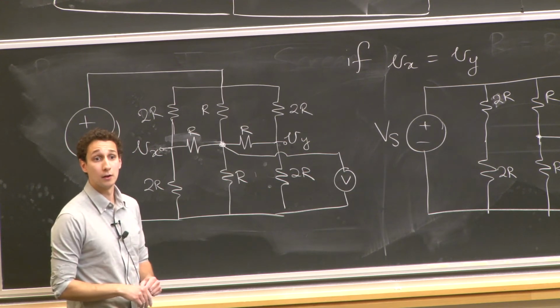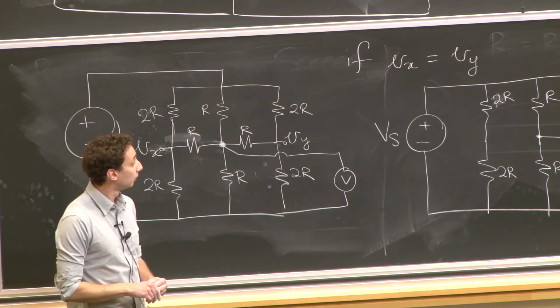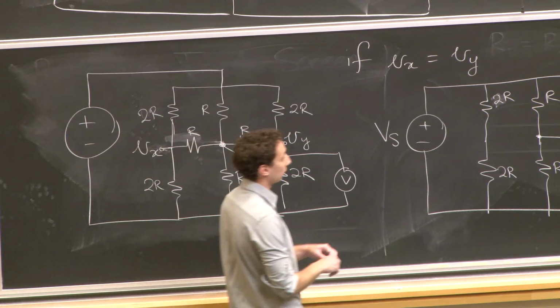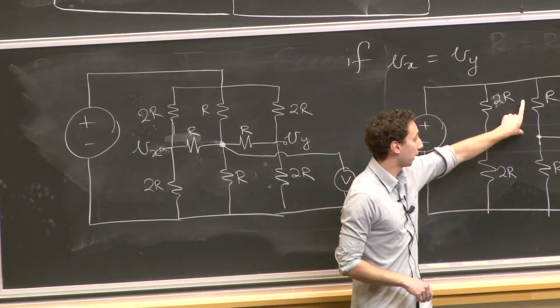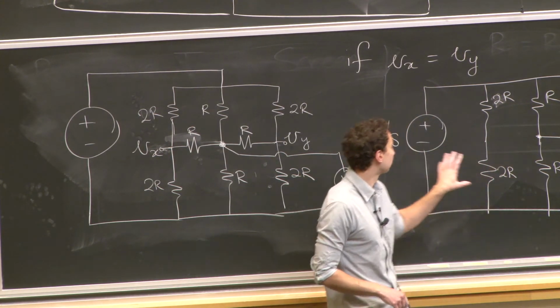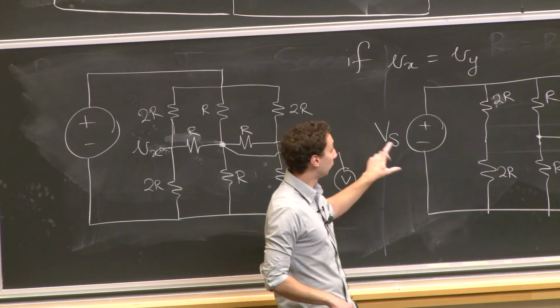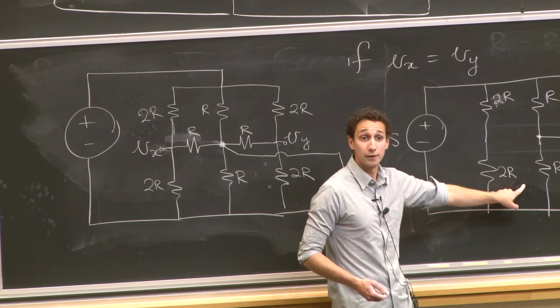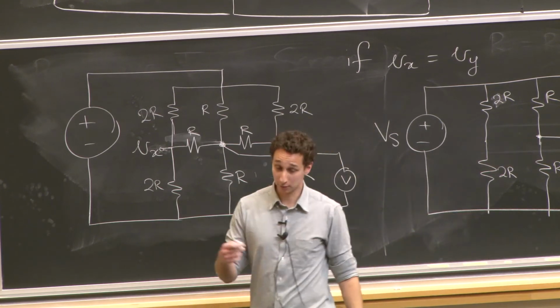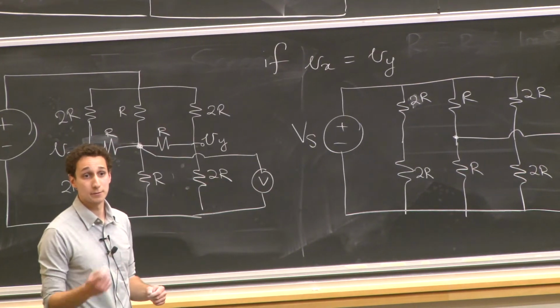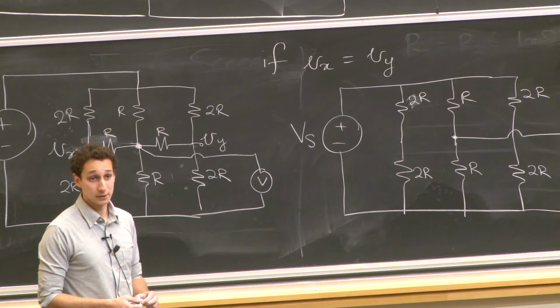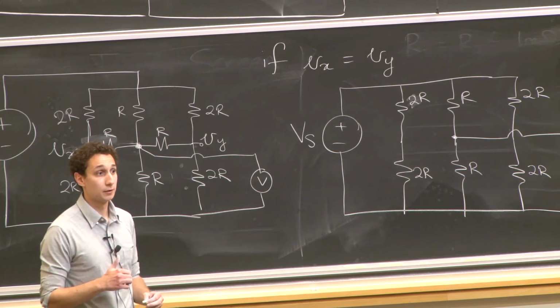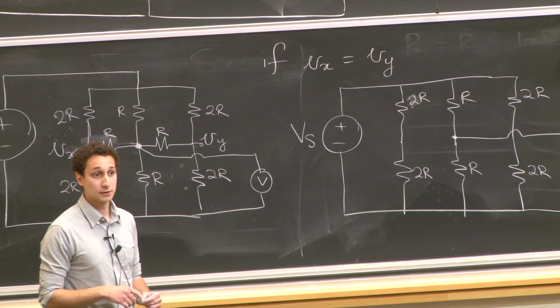Yes? Why was the answer to that one VS over 2 again? Ah, yeah, okay, so if we look only at this branch of the circuit, what this looks like is a voltage source with two resistances R and R, which is just a voltage divider. And the formula is R over R1 plus R2. In this case, both the resistances are the same, so you get the source voltage divided by 2. Great. Any other questions on this?